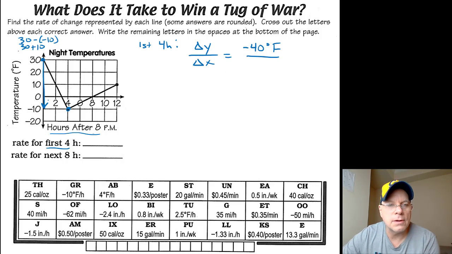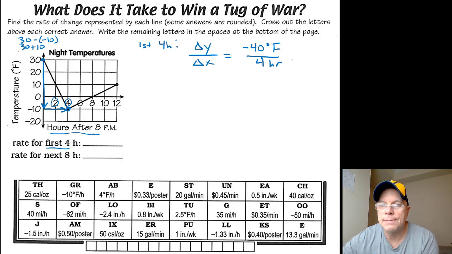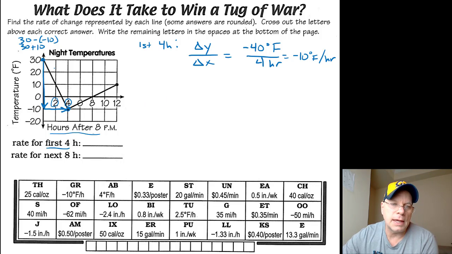And then the change in x would be two units to the right, 2 jumps, but each jump represents 2 hours. So I'm going from 0 hours to 4 hours, so that's positive 4 hours. 40 divided by 4 is 10, and a negative divided by positive is negative, so this is negative 10 degrees Fahrenheit per hour.